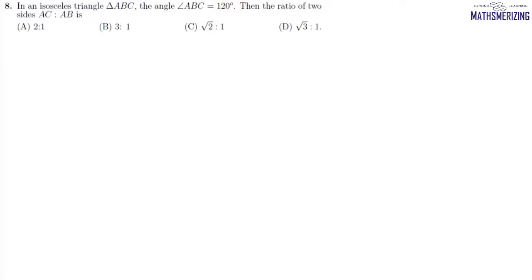Now here the question is, in an isosceles triangle ABC, angle B is 120 degrees. The ratio of sides AC upon AB is. Now we have this isosceles triangle ABC, and this angle is 120 degrees. Now these two sides must be same. So this angle is 30 and this angle is also 30. Now we need to find AC upon AB.